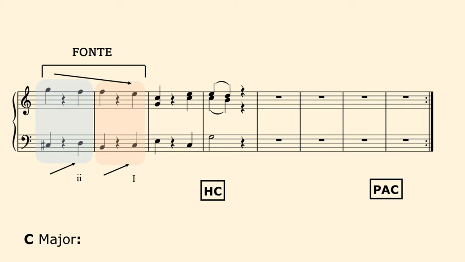What we've got here is my own interpretation of a fonte schema, which includes motivic elements extracted from the first half of the minuet.